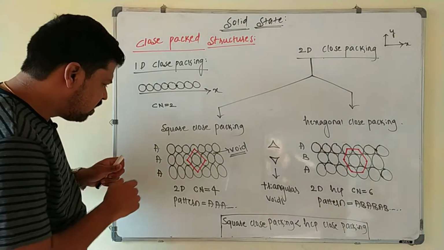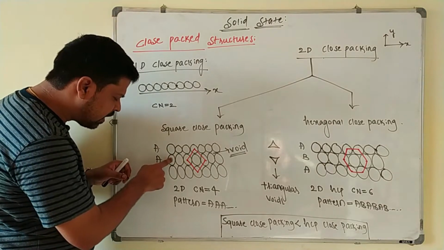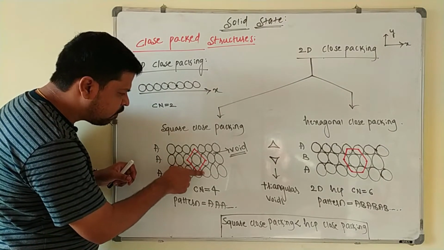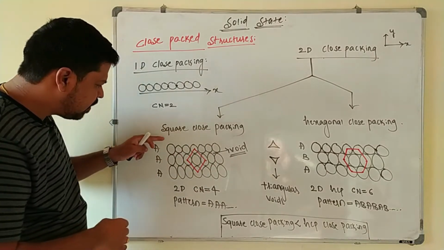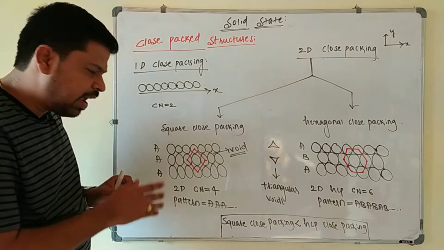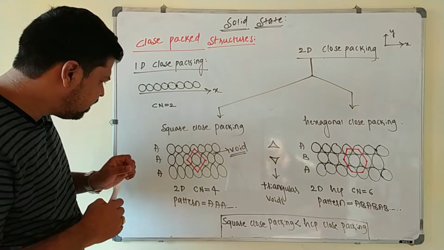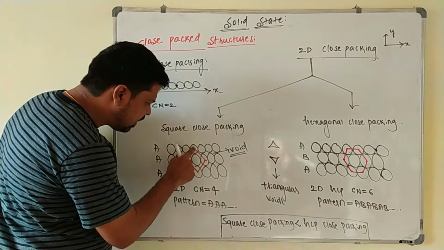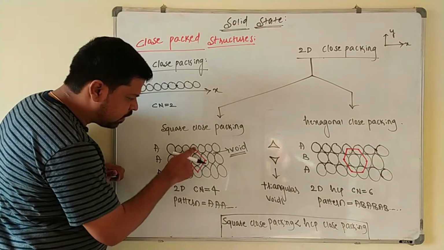In this one the second row is placed over the first row such that the spheres of the second row are exactly above the spheres of the first row, like this. Again the third row is placed over the second row. Again the spheres are exactly one above the other. Here all the spheres are aligned horizontally as well as vertically. In this one each sphere is in touch with 4 other spheres. So for example, if I take this sphere, it is in touch with 4 other spheres.